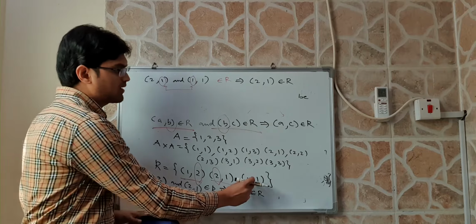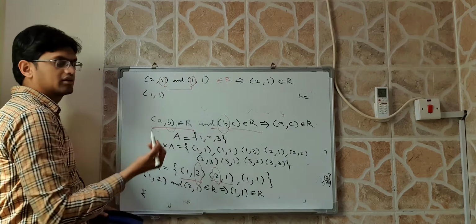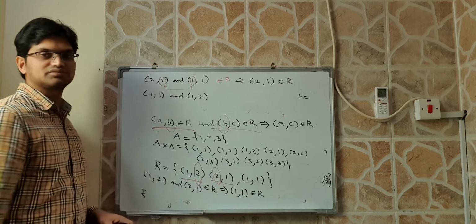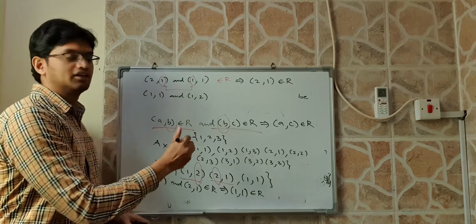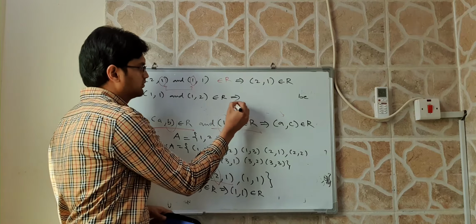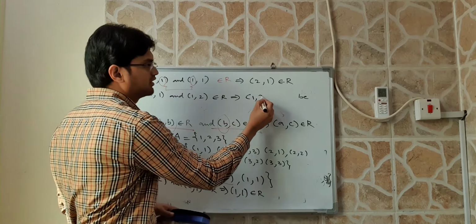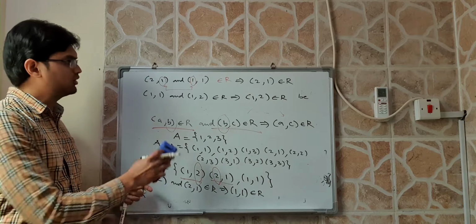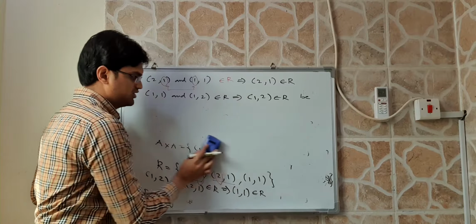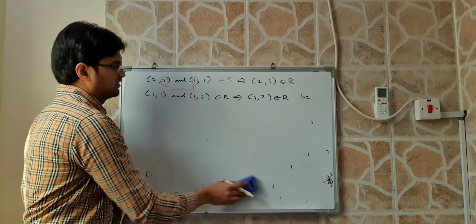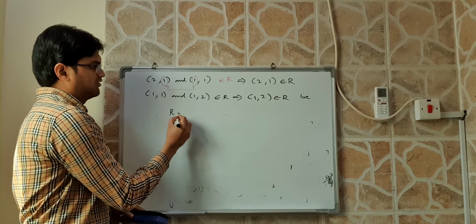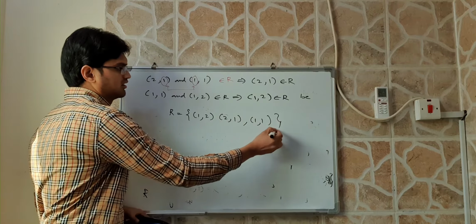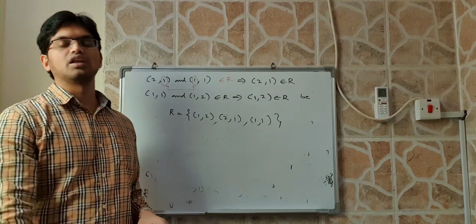Let me check one more thing, (1, 1) and (1, 2). This is there in R, which implies this belongs to R. Do I have (1, 2)? Yes, (1, 2) is also there in R. So if you check all this, what you can conclude is our relation R, which I have defined as {(1, 2), (2, 1), (1, 1)}, is a transitive relation.